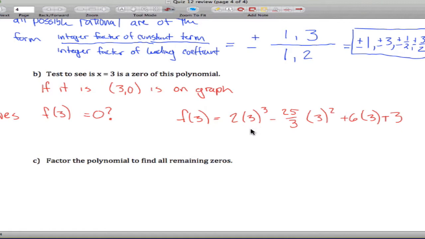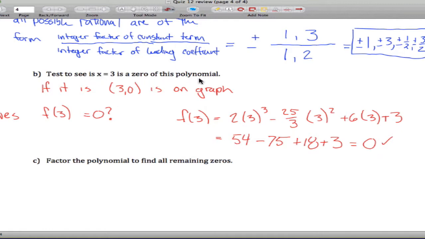3 cubed is 27 times 2 is 54. This doesn't look like it's going to work. Maybe it'll work. We'll see. Oh, it'll work. 3 squared is 9. 25 thirds times 9. This is 9 over 1. So you can cancel out the 3 in the denominator with one of the 3's that make up the 9. And what you're left with is minus 75. 25 times 3. And then this is 18. And this is 3. 54 and 18 is 72. Plus 3 is 75. Minus 75 is 0.